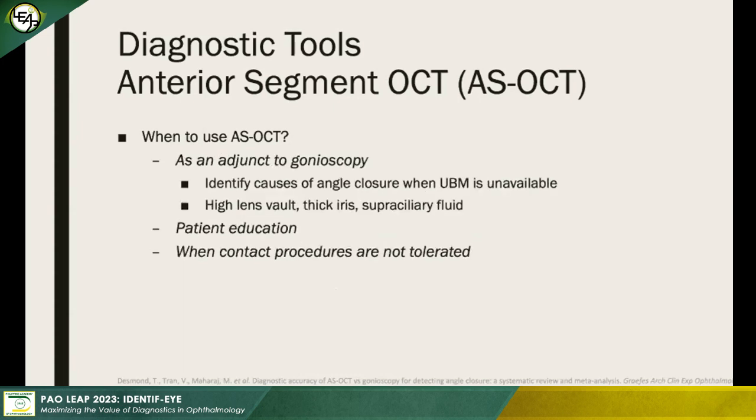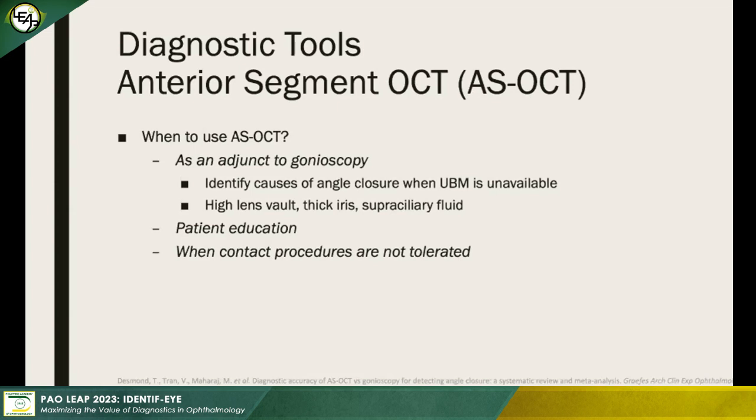So it's best to use anterior segment OCT as an adjunct to gonioscopy, identifying cases of angle closure when gonioscopy or UBM is unavailable for patients with a high lens vault, a thick iris, or supraciliary fluid. Some physicians will prefer to have an OCT done as well so that they can educate their patients and the patients have some form of a reference so that they can visually understand what's going on with their angles and what the doctor is trying to describe to them.